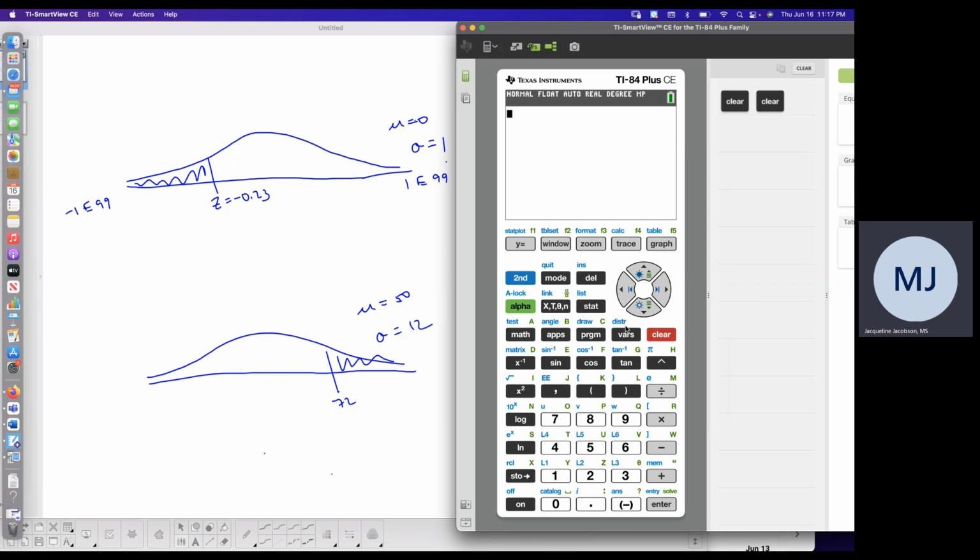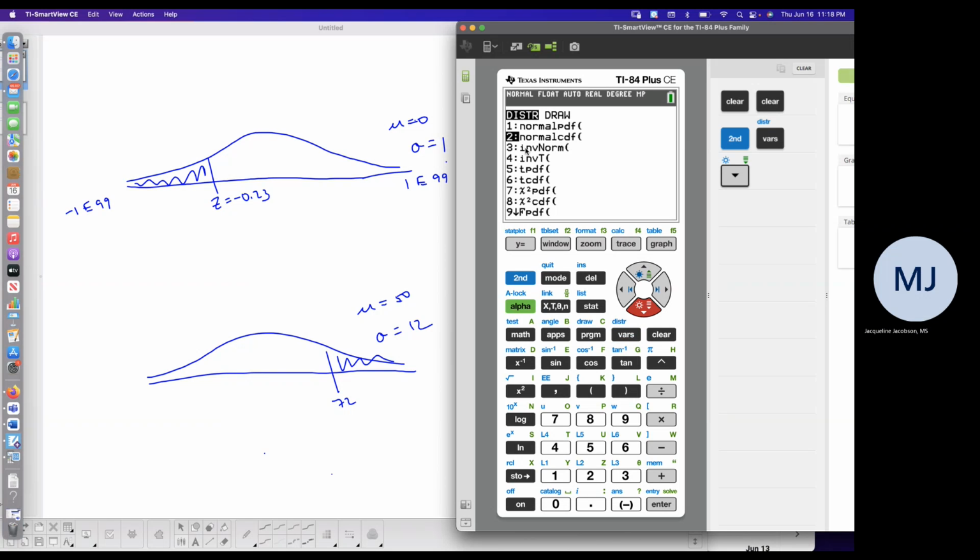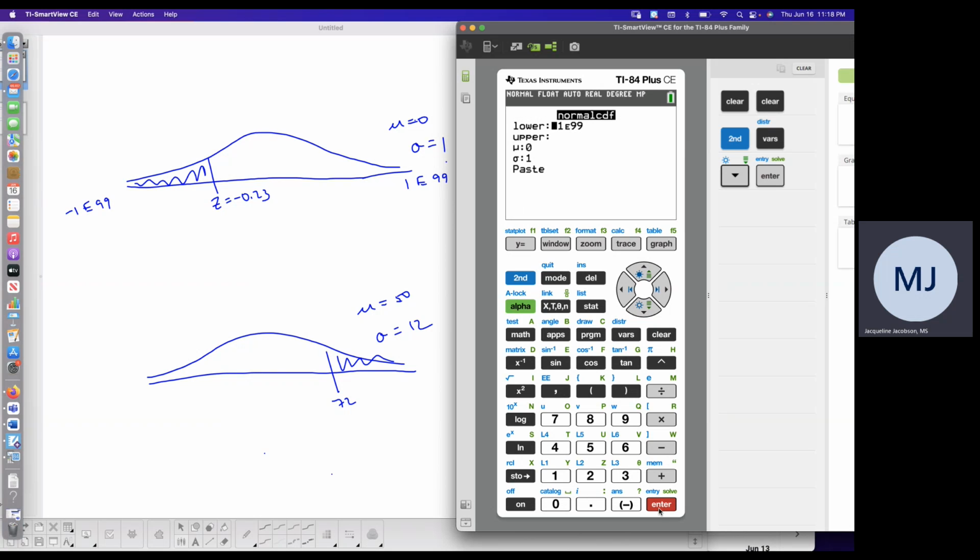So just like binomial distribution, we're doing normal distribution. So you're going to second vars for distribution. Again, we saw binomial PDF and CDF down here. Now it's all about normal CDF or inverse norm. That's what we're using for this week coming up. We use normal CDF when we want the area. So let's say I want to know the area to the left of this z-score on a standard normal distribution curve. I'm going to go to normal CDF.